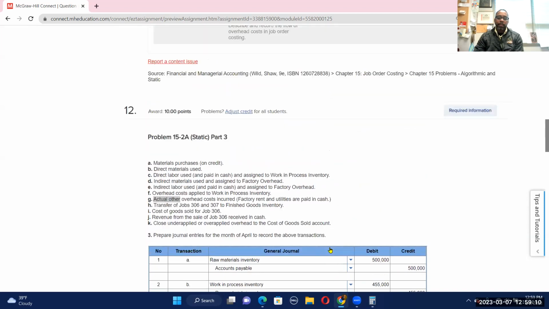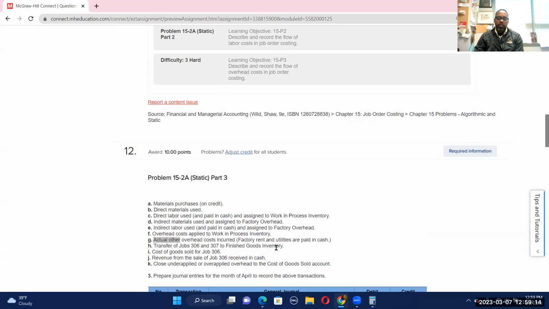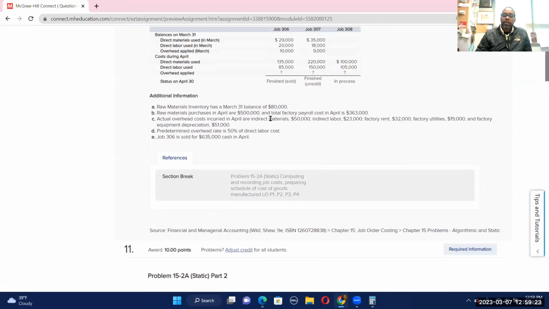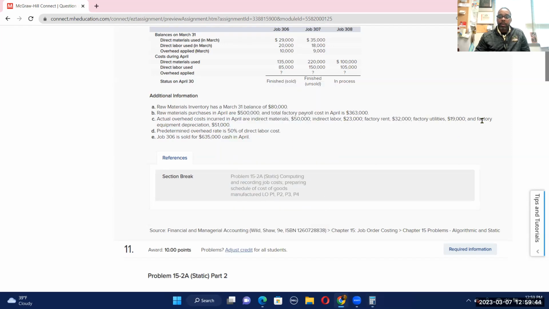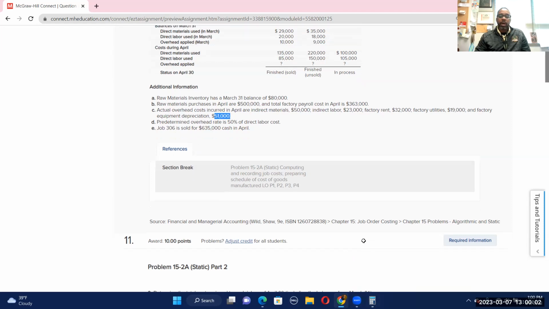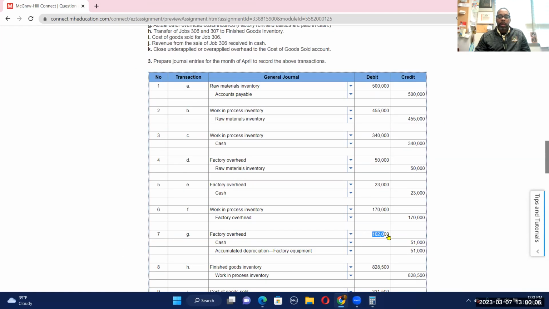Oh, they added the depreciation too. But it says factory overhead and costs incurred. Factory rent and prepaid are paid in cash. Oh, they're just saying which ones were paid in cash. So we're going to add those two together. Factory rent and utilities, 32,000 plus 19,000. We'll get 51,000. That's going to be paid in cash. So we're going to credit that to cash. The other 51,000, which is in equipment, is going to be credit to accumulated depreciation. And then the 102,000 is going to be a debit to factory overhead. So 102,000 debit to factory overhead, credit to cash, credit to the accumulated depreciation for it.